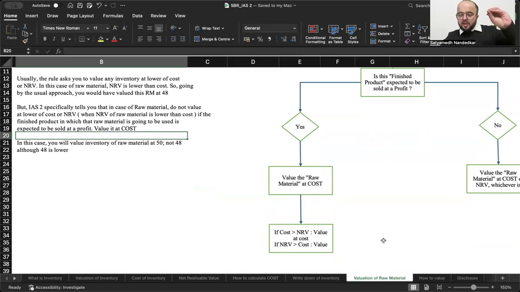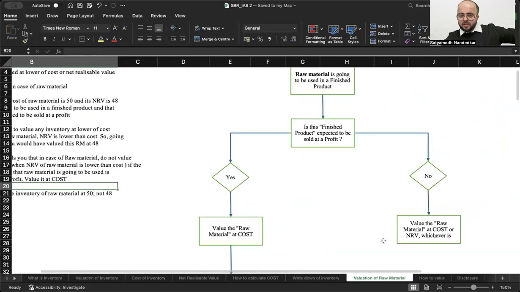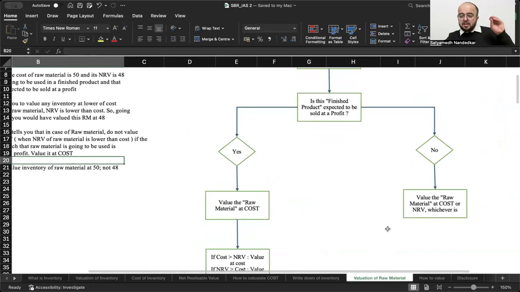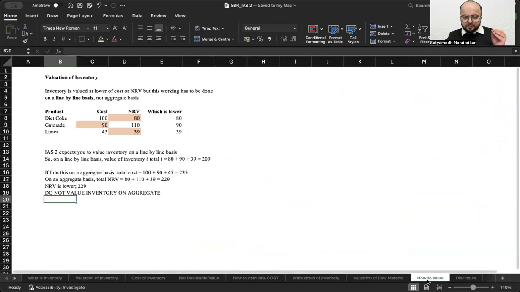If the raw material is going to be used in a finished product and the finished product is expected to be sold at a profit, then don't do lower of cost or NRV for raw material, value the raw material at cost. But is this finished product expected to be sold at a profit? If the answer to that is no, then value the raw material at cost or NRV, whichever is lower. This is one part that a lot of people don't know or they don't recollect, which is why I have summarized that in the form of a flowchart.